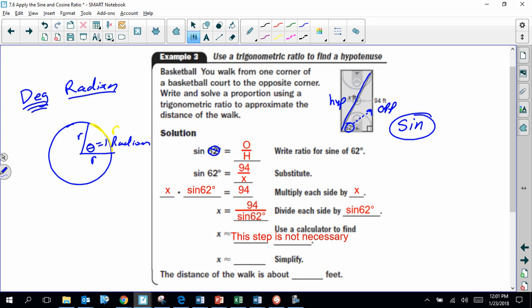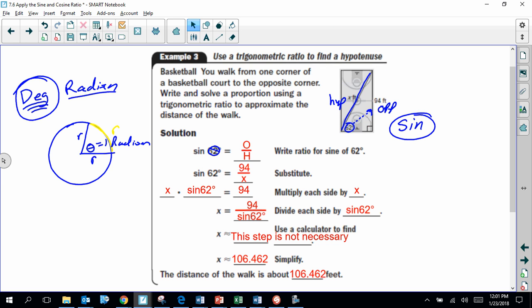And you need to make sure that your calculator is set into degree mode as opposed to radian mode, because that's the type of angle that you're entering into the calculator. So when we say 94 divided by the sine of 62, if you're in degree mode, you're going to get 106.5 almost. If your calculator's in radians, it's going to give you something completely different.